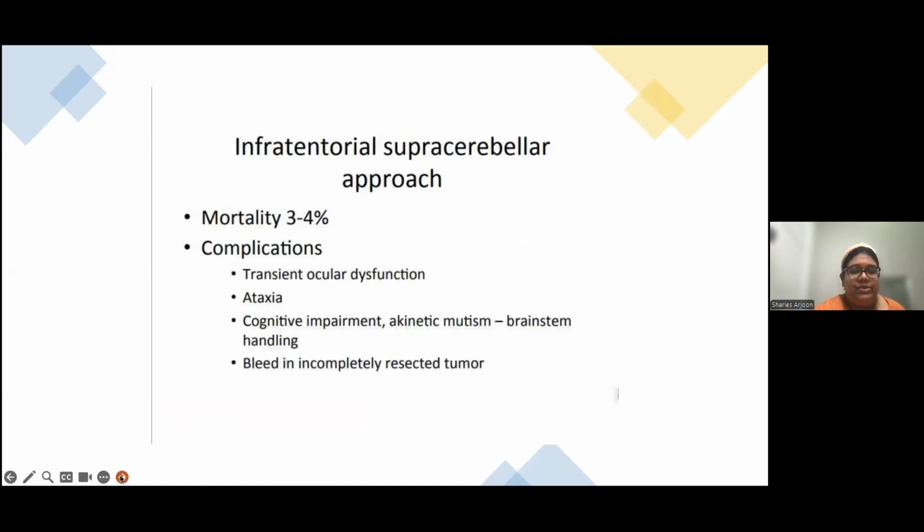With this approach, mortality is 3 to 4%, and the complications would include transient ocular dysfunction, ataxia, cognitive impairment, akinetic mutism, and brainstem handling, and bleeding in incompletely resected tumor as well.